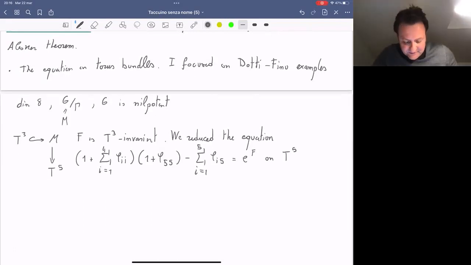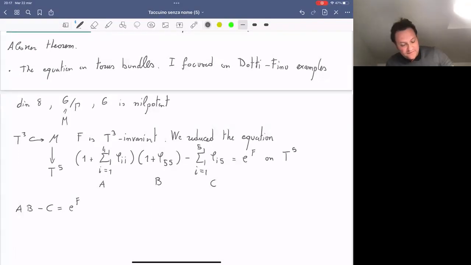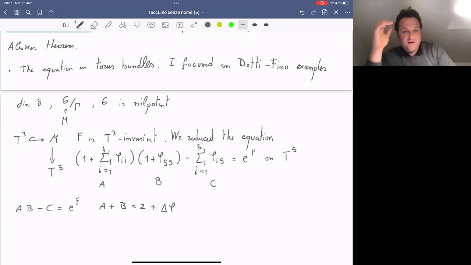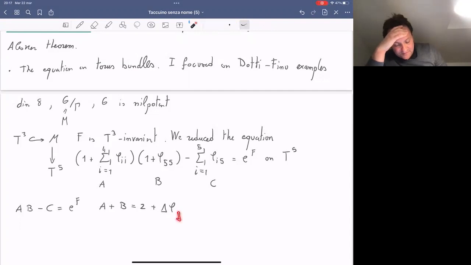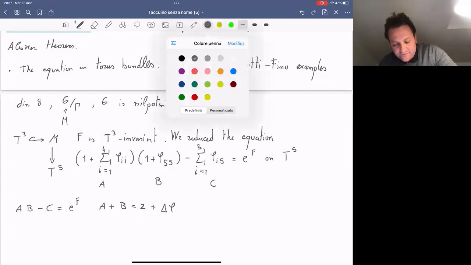So what is nice about this equation? This equation can be written as AB minus C equal to e to the f. What we have is that A plus B is equal to 2 plus the Laplacian of phi. And this relation really helps in the a priori estimates.